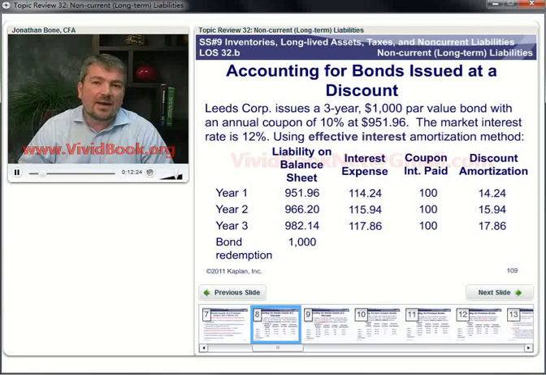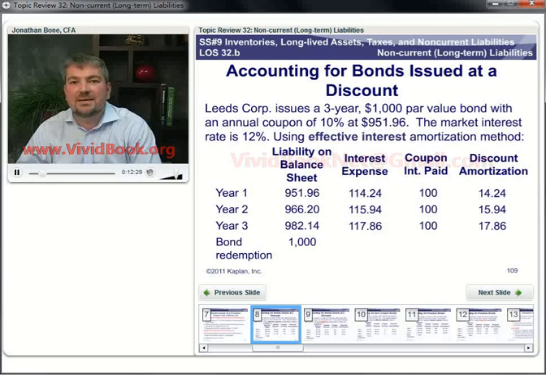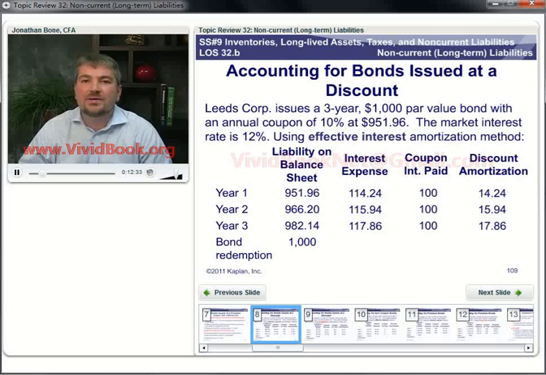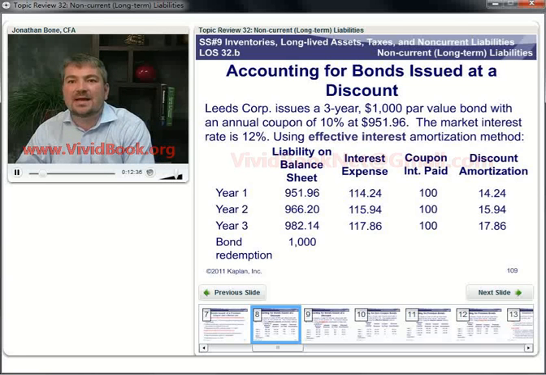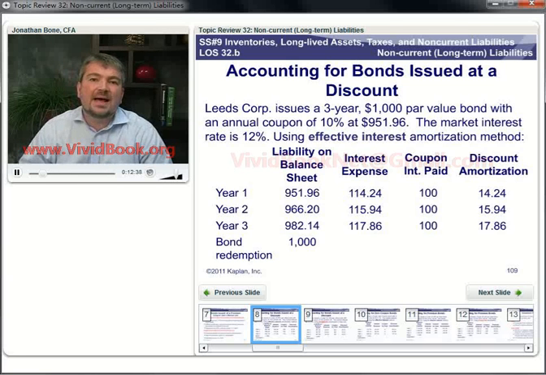So let's take that final year, 982.14. Again, take the market rate when the bond was issued, 12%, and apply it to that. 12% of 982.14, you get 117.86. Compare that to the coupon paid, 100, and we've got amortization of our discount of 17.86. That gets added to your initial liability. So 982.14 plus 17.86 gives you a bond value at the end of year three of $1,000. Then, of course, the bond gets redeemed. All that happens is we reduce the liability by $1,000, reduce our cash by $1,000. So there's no impact on our income statement.